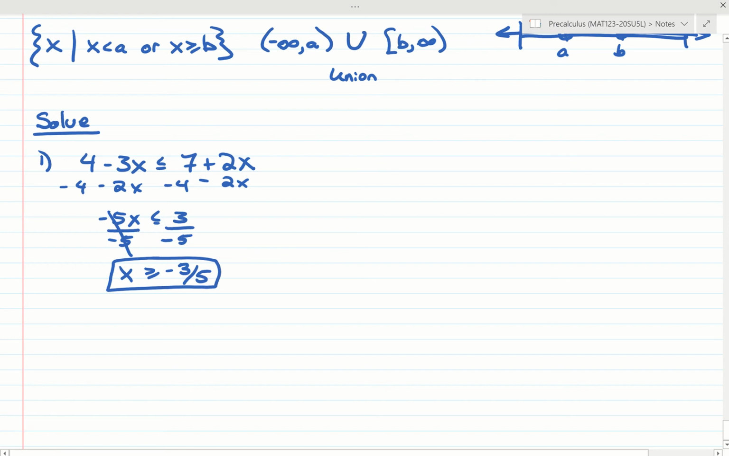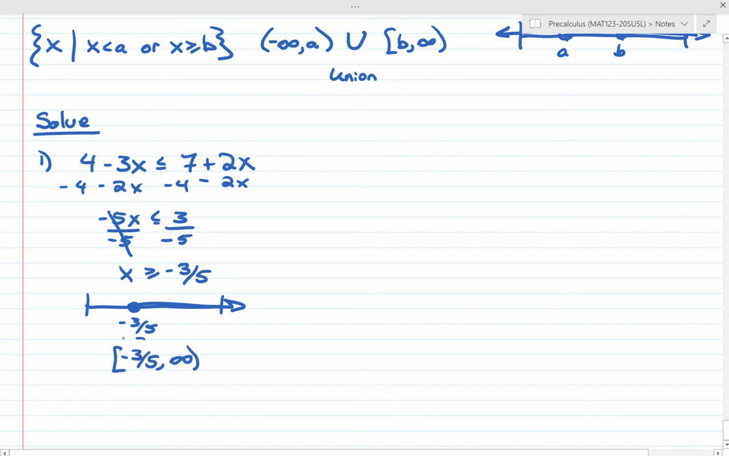And that would be the answer. And if we were going to write it in interval notation, the graph would look something like this, right on negative 3/5. So you should be able to write this negative 3/5. We're including that up to infinity, which we are not. That would be the preferred answer.